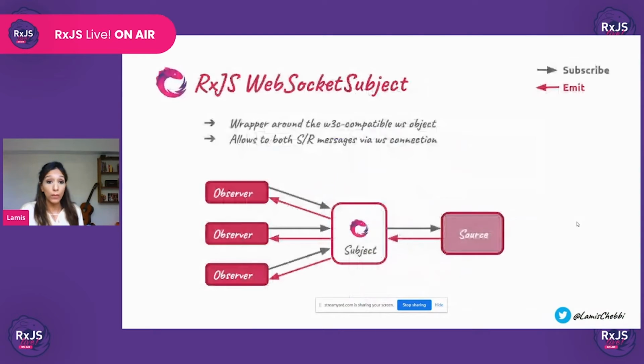And the RxJS WebSocketSubject is a wrapper around the W3C WebSocket object available in the browser. And I see it as a regular subject. I mean, it is a regular subject. It's observable and observer at the same time. So you can subscribe to it in order to get data, and you can also send some messages to the observers listening. So you can both send and receive messages through the WebSocket connection, and it inherits from the regular Subject available in RxJS.